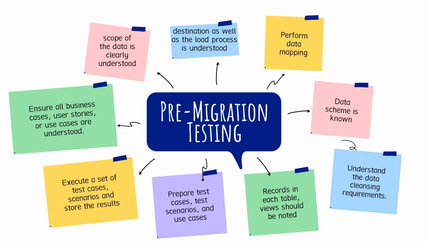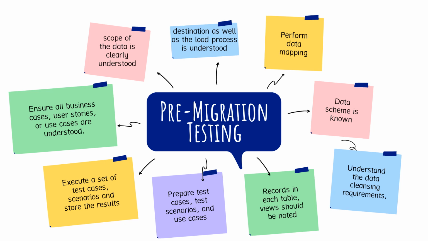Ensure that the scope of the data is clearly understood: what data has to be included, what data has to be excluded, which data needs. Ensure that the destination as well as the load process is understood. Perform data mapping between legacy and the new application. Ensure that the data schema is known, including mandatory fields, field names, field types, data types etc. for both the original data source and the destination system.